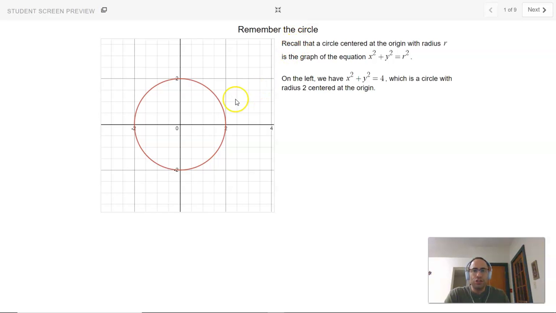Remember that the circle centered at the origin is the graph of this equation. The r is a positive number and it's the radius. As a specific example, here we have the circle centered at the origin of radius 2. So this is the graph of this equation, as you can see.